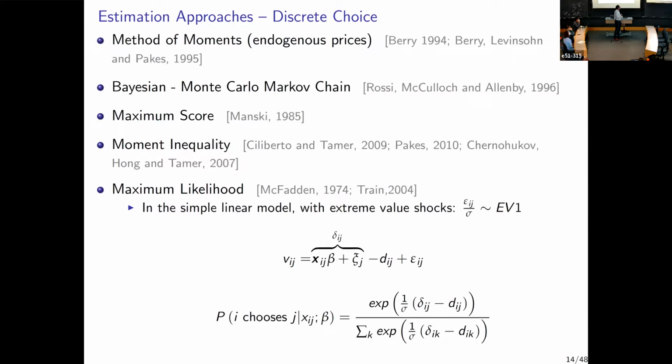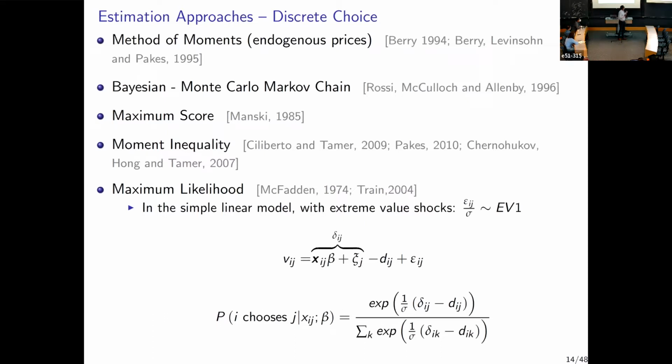Also, you can do it by maximum score, where you try to actually have the parameters that maximize the number of times that you predict that a consumer is going to choose a particular product. You can think about moment inequalities. And today, I'm going to pay particular attention to maximum likelihood, just because it helps me organize the discussion a bit better.